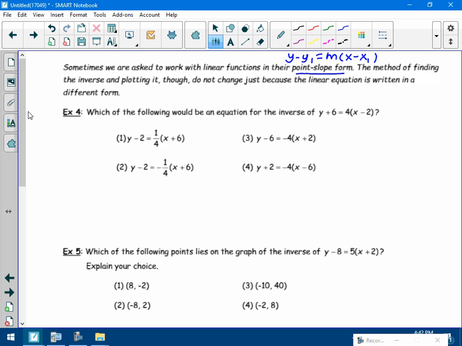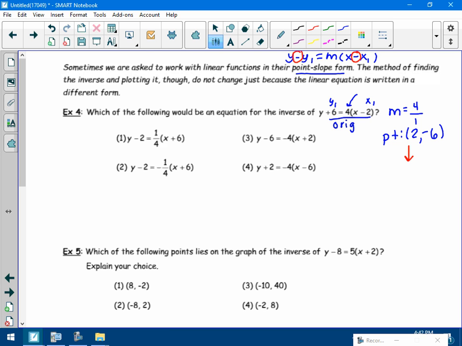Which of the following would be an equation for the inverse of y plus 6 equals 4 times x minus 2? You've got to kind of work backwards. This is the original function. What's the slope of the original function? Remember, the slope is right here. That's 4 over 1, 4. They're also giving you a point. What point is this giving you in the original function? Remember, this is x1 and this is y1, but also remember that the negatives are built into the equation up here. So the actual original point would have been 2, negative 6.